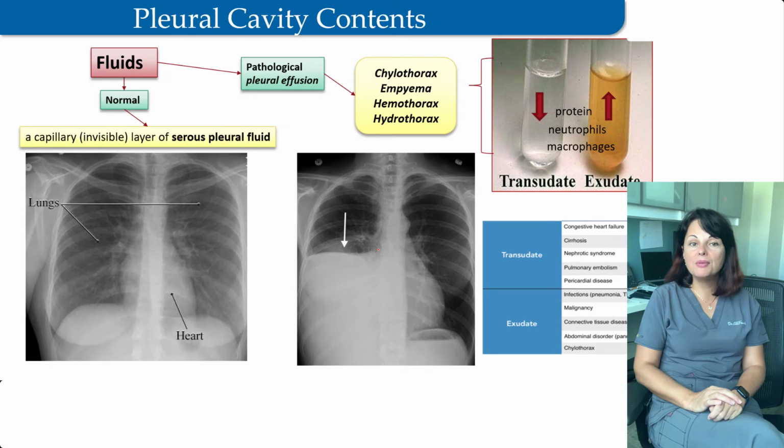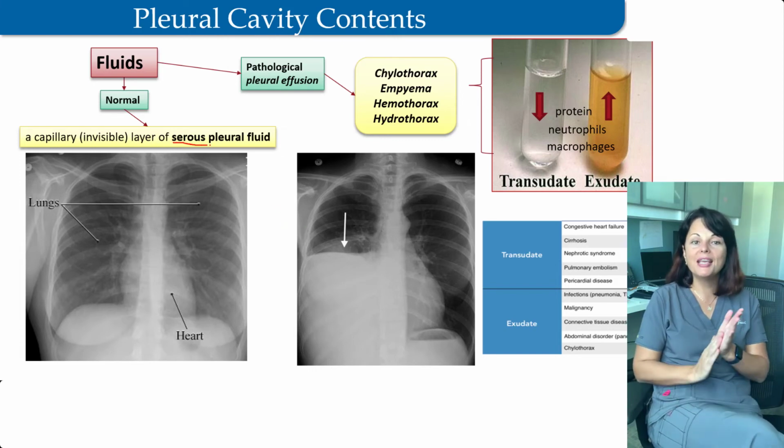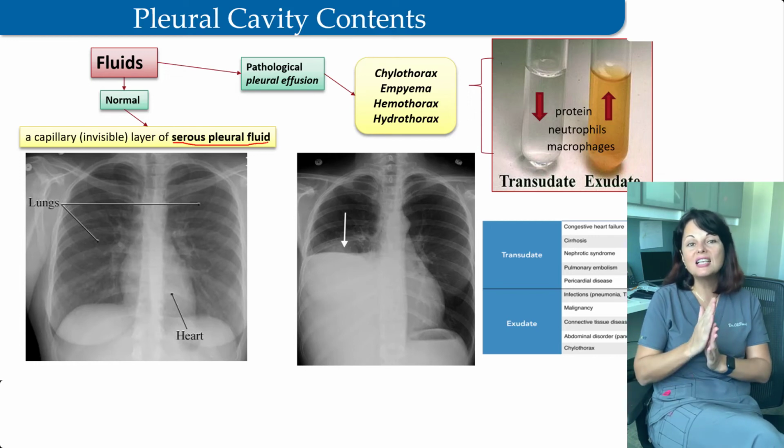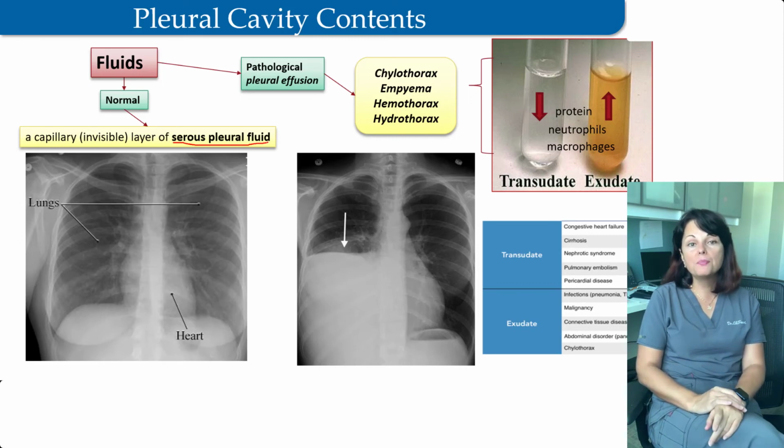What else can be found in the pleural cavity? Normally we have just a bit of serous fluid here, which lubricates the pleural surfaces and allows the layers of pleura to slide smoothly over each other during respiration. But the pleural cavity can also accumulate pathological fluids of various kinds, such as lymphatic fluid. In that case, we call it chylothorax, pus in case of pyogenic infection of the pleura.